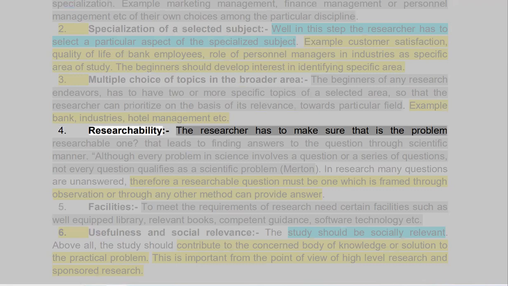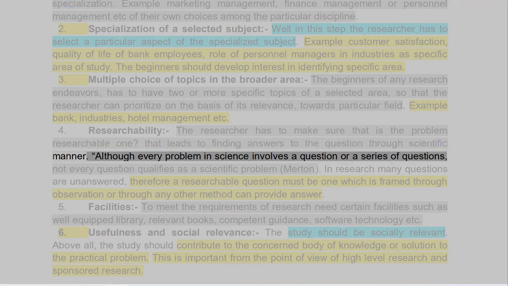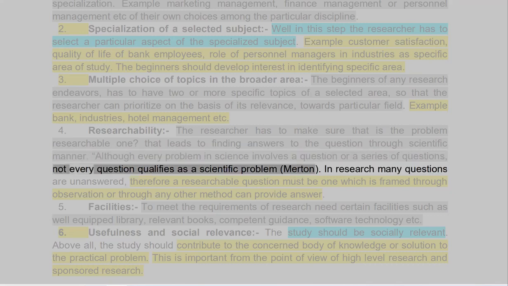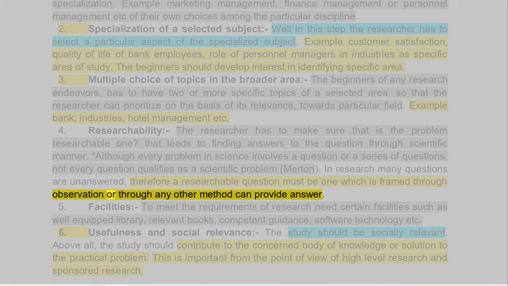4. Researchability. The researcher has to make sure that the problem is a researchable one, that leads to finding answers to the question through a scientific manner. Although every problem in science involves a question or a series of questions, not every question qualifies as a scientific problem, Merton. In research, many questions are unanswered. Therefore, a researchable question must be one which is framed through observation or any other method that can provide an answer.